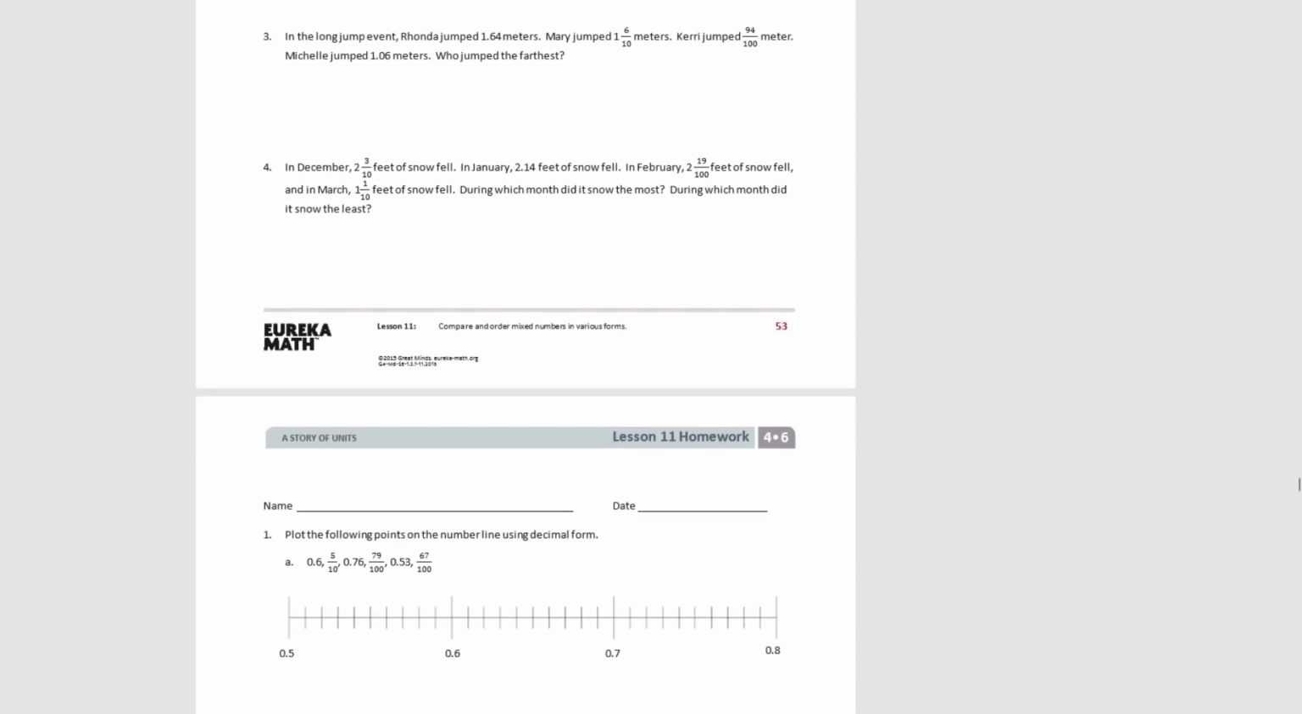All right, now we're going to use this to help us solve some word problems. In the long jump event, Rhonda jumped 1 and 64 hundredths meters. Mary jumped 1 and 6 tenths of a meter. Carrie jumped 94 hundredths of a meter. And Michelle jumped 1 and 6 hundredths meters. Who jumped the furthest? So pause the video and figure this one out.